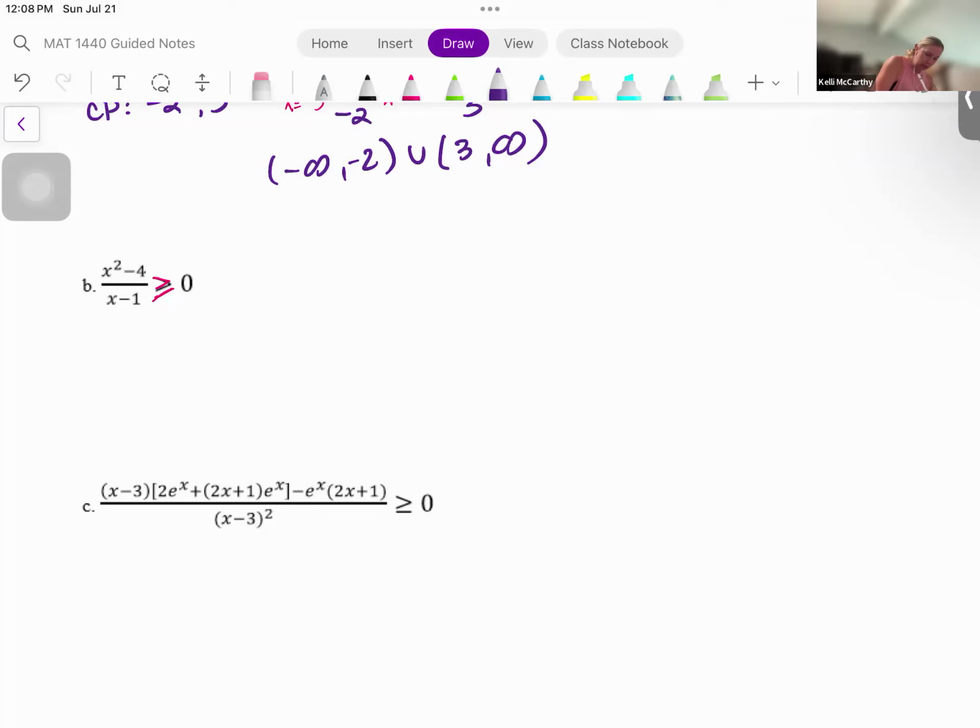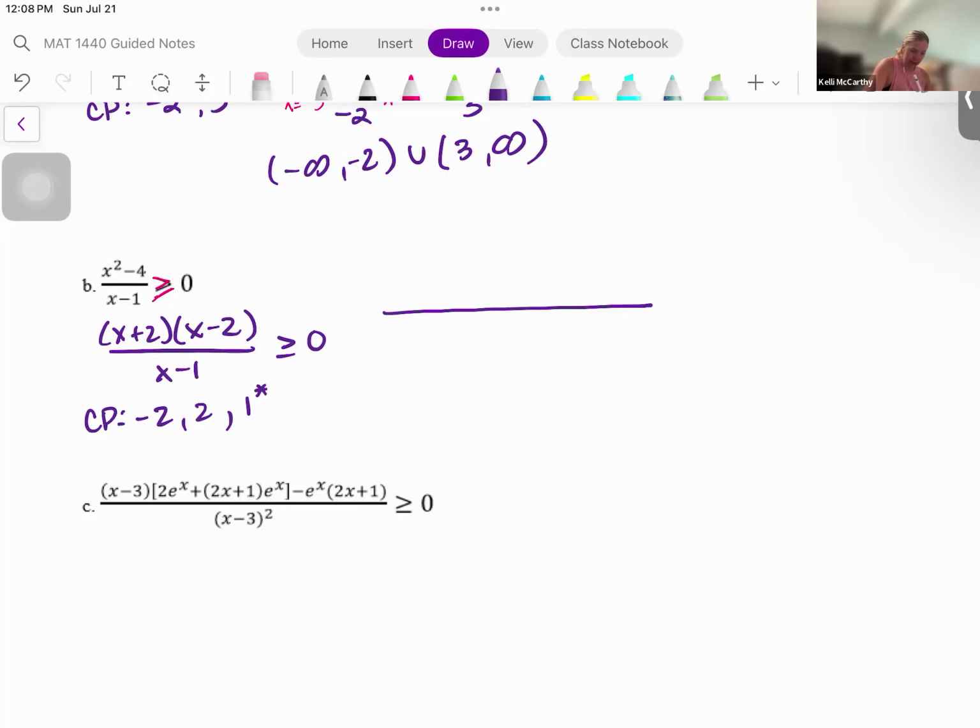So we're going to factor the numerator, x squared minus 4, factors to x plus 2, x minus 2, divided by x minus 1. From here, the critical points from our numerator are negative 2 and positive 2, and from our denominator is positive 1. Again, I'm going to mark that positive 1 with an asterisk because I don't want to forget that it's a special point. I need to be careful not to include it.